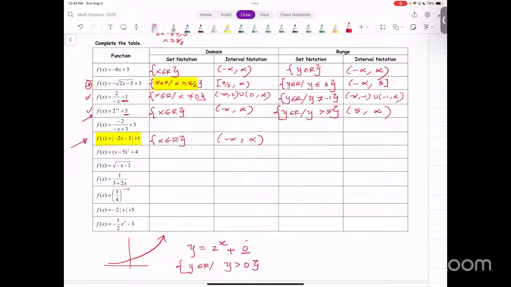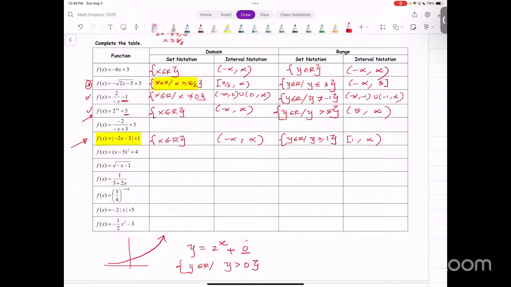Now we are looking at this one. This is a little interesting. The plus one is going to play a role in the graph. So in terms of the range, y belongs to real, y is greater than or equal to 1. Because it's absolute value, it's always positive, and you're adding 1. In interval notation, we go from 1 to positive infinity. The minimum absolute value can get is 0.